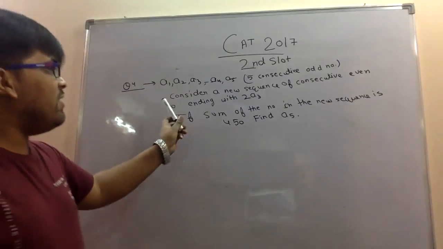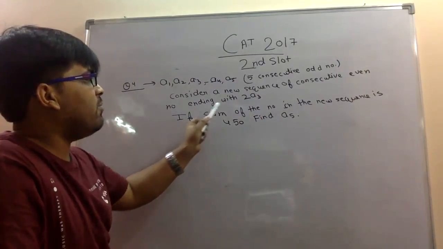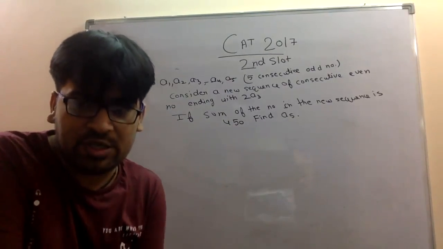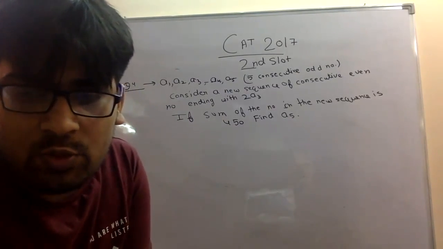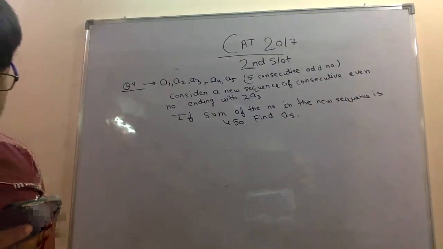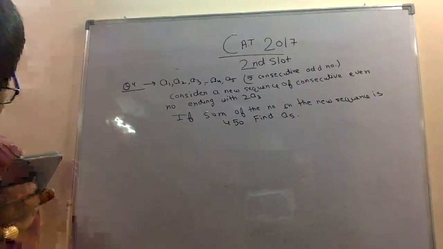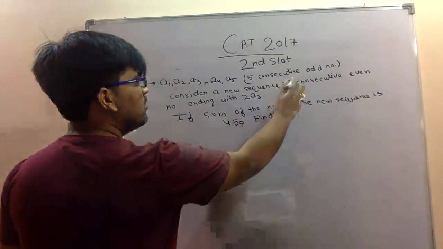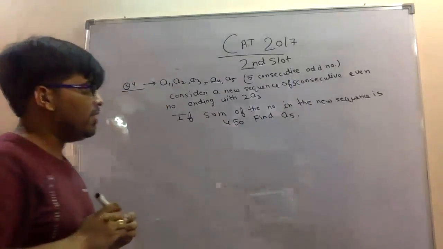Yes, new sequence is given ना. Consider a new sequence of consecutive even numbers ending with 2a3. Ending with 2a3 है तुम्हारे पास. Just this information is given. Ending कहाँ से हो रही है? 2a3 तक हो रही है ना. 5 consecutive numbers है. 5 consecutive numbers, ठीक है.